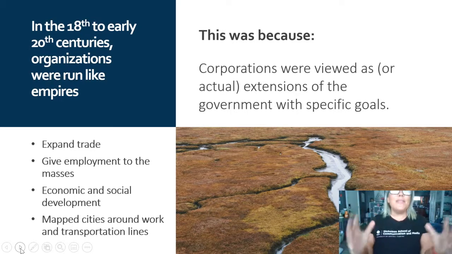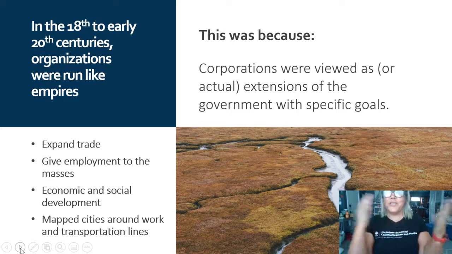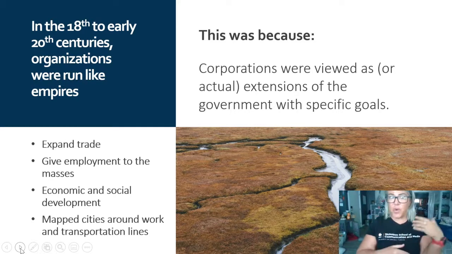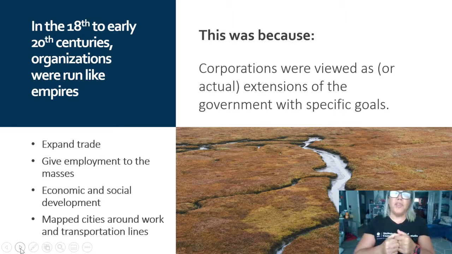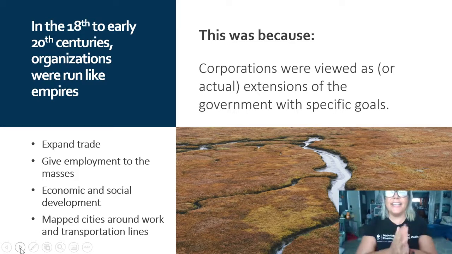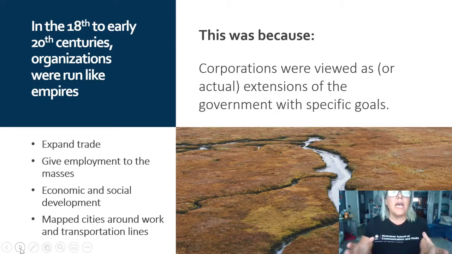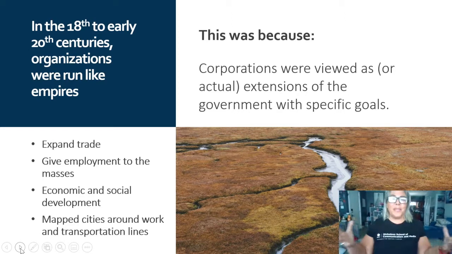So, in the early 18th to 20th centuries, organizations were run like empires. This was because corporations were viewed, or actually were, extensions of the government with specific goals. What were these goals? They were simple. They were to expand trade, to take trade from one place to another. Corporations were the vehicle that did that. To give employment to the masses. There are people that need to work.